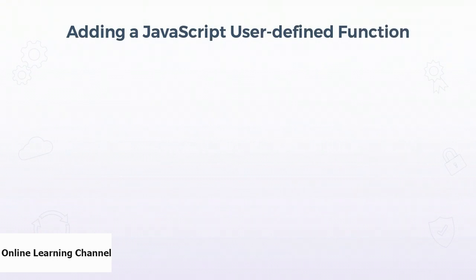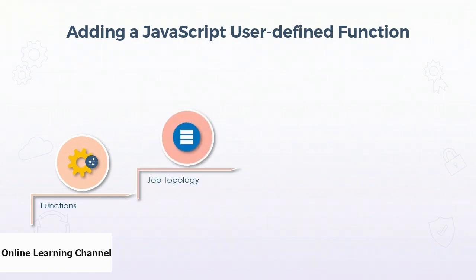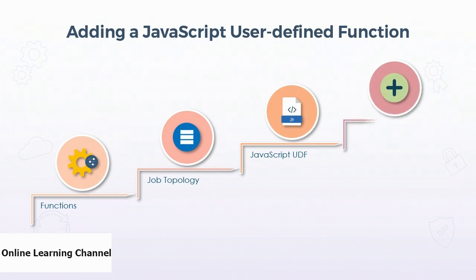Adding a JavaScript user-defined function to Azure Stream Analytics is easy. You click the Functions option under the Job Topology section in the main menu, then choose JavaScript UDF under the Add menu.